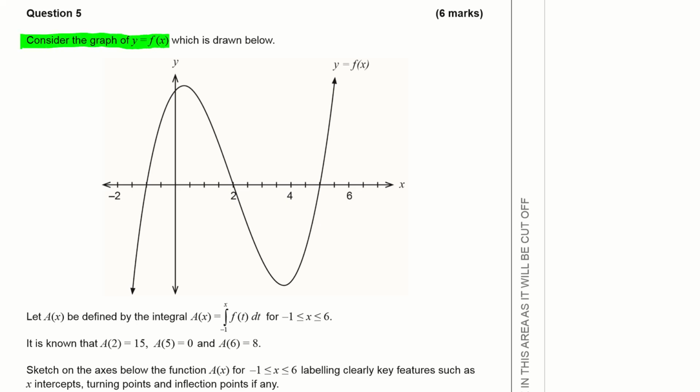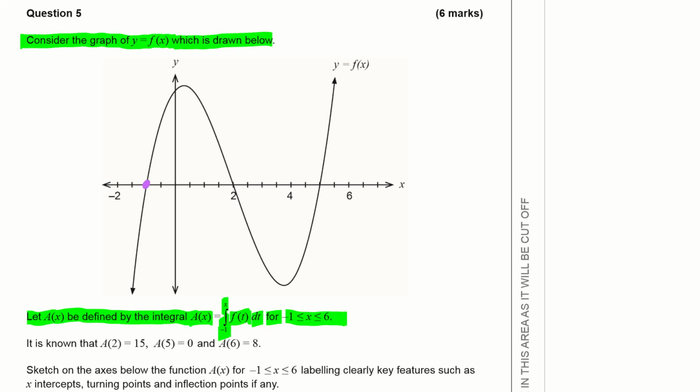Consider the graph of y equals f of x, which is drawn below. Let A of x be defined by the integral. A of x is the integral from -1 to x of f of t dt for x between -1 and 6. So in other words, this function is to do with the area under the curve, starting at this point here.